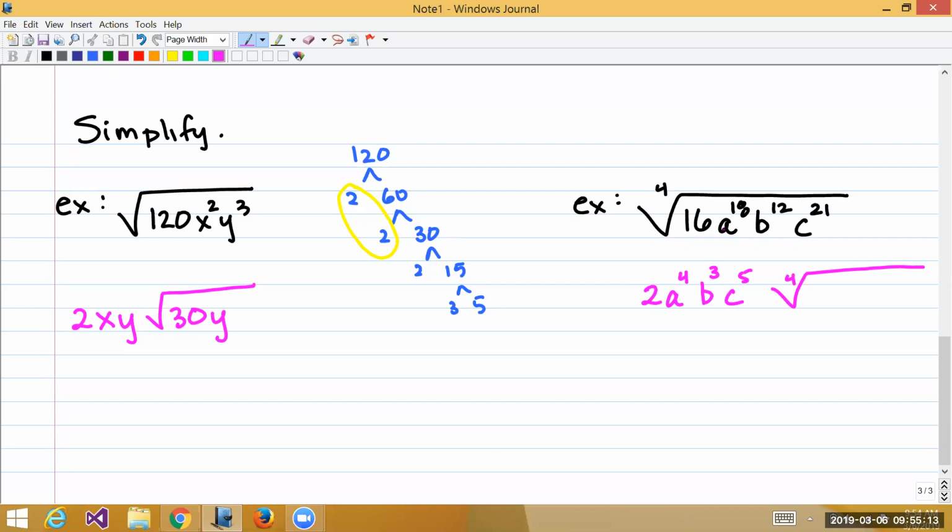16 all came out. I had 18 A's. I pulled out 4 groups of 4, which is 16 of them. So I have 2 remaining. So A squared. I had 12 B's. I pulled out 3 groups of 4, which is exactly 12. So no B's remain on the inside. And 21 C's. I pulled out 5 groups of 4, which would be 20. So I would have 1 C left.